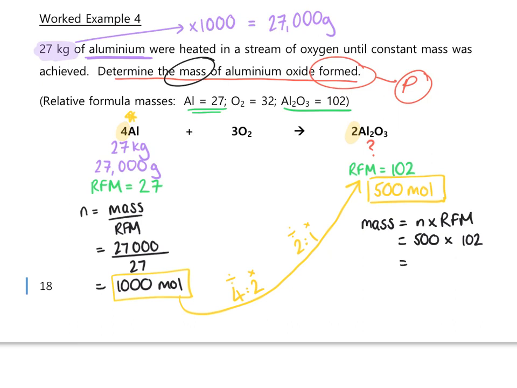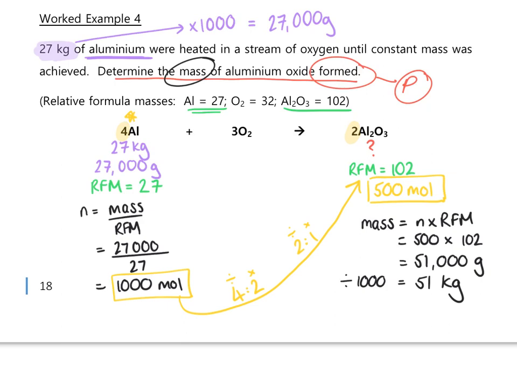That gives me a mass of 51,000. Let's think about our units. Remember, when we use this equation, it gives our units in grams. And what I might want to do to tidy up that answer is to divide by 1000, since it's quite a large number. If I divide by 1000, that gives me my answer in kilograms, which is 51 kilograms.